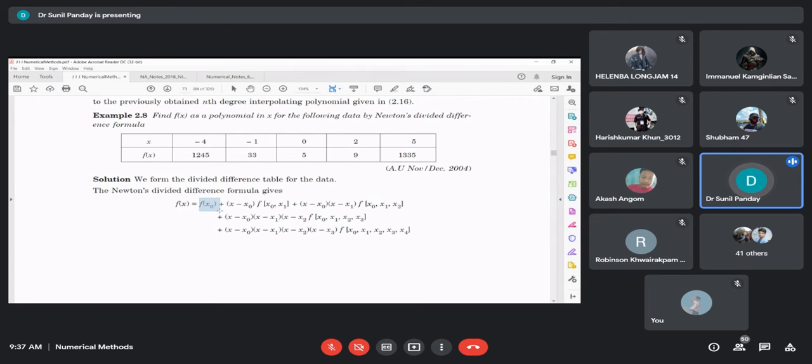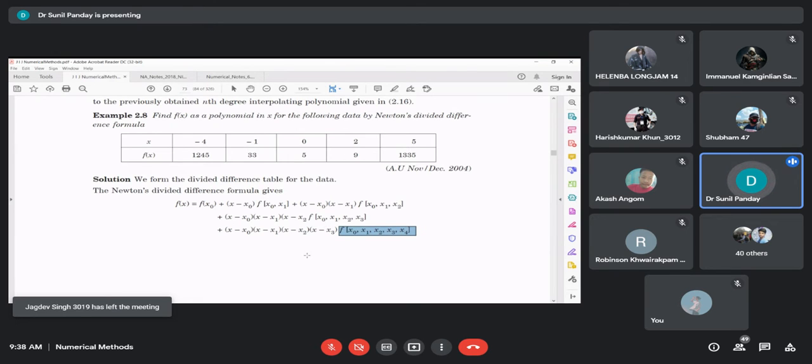So f of x naught I have with me. x naught also I have with me. x1, x2, x3, all three are here. But the problem is that these divided differences I do not have: f of x naught, x1; f of x naught, x1, x2; f of x naught, x1, x2, x3. These divided differences I do not have with me.